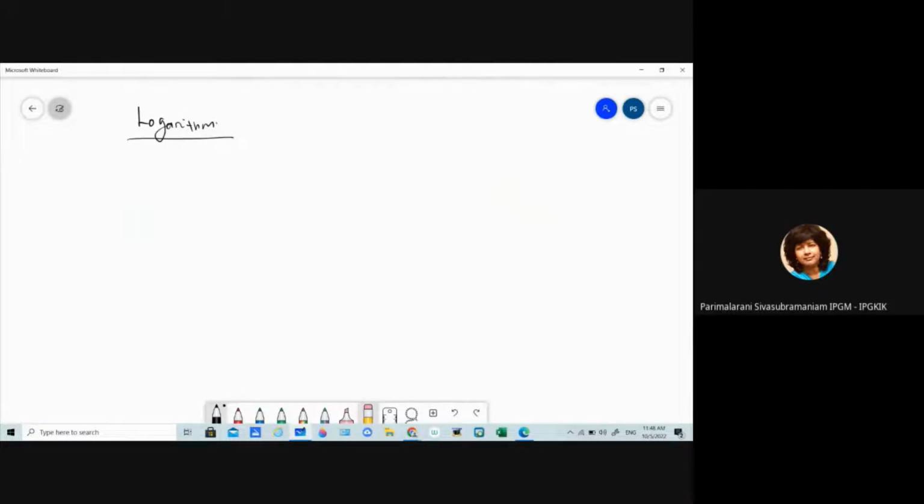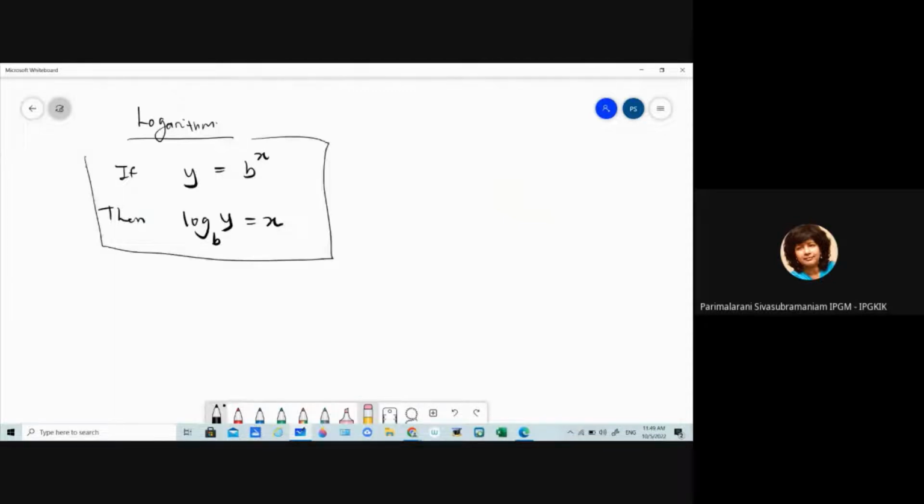Okay, so the definition of logarithm: if y equals b to the power of x, then log y base b equals x. This is the definition of logarithm. If y equals b to the power of x, then we can write this in the form of log like this. If we put a log in front of y, then we need to bring the b as the base. So log y base b equals x.